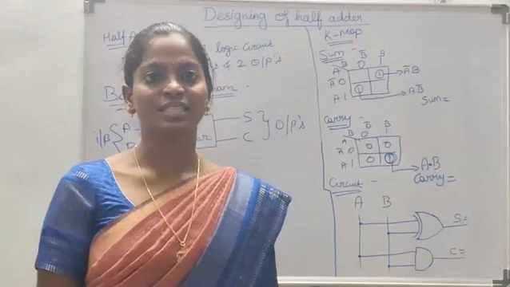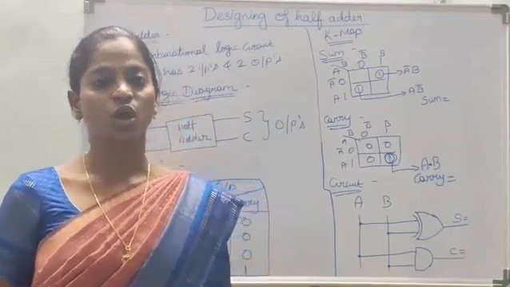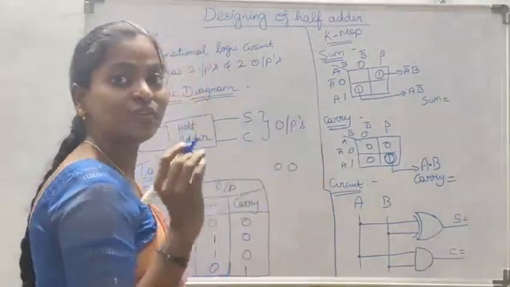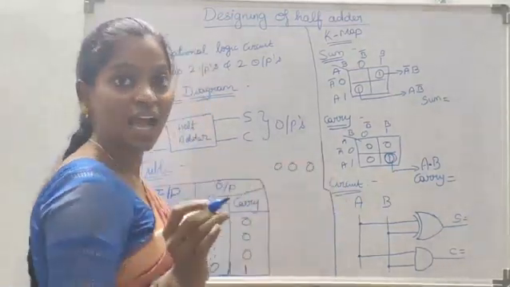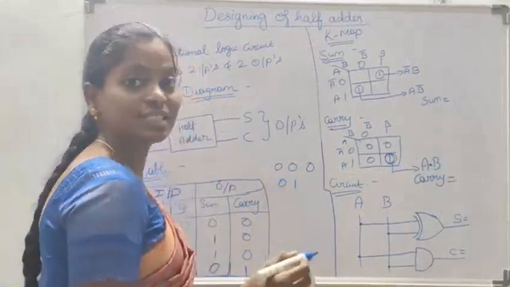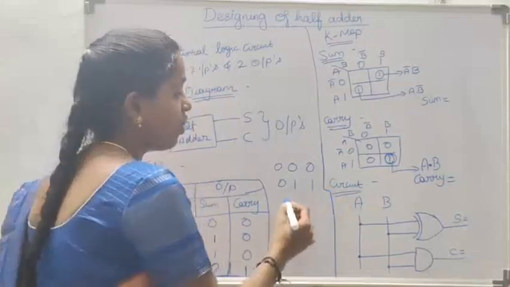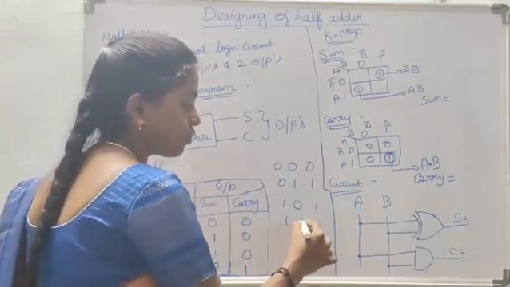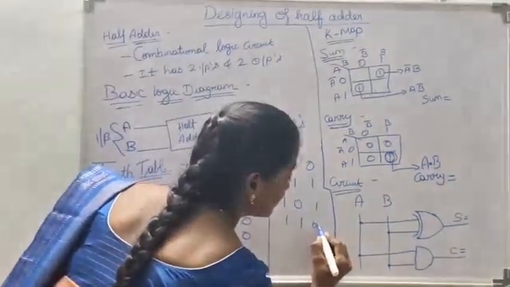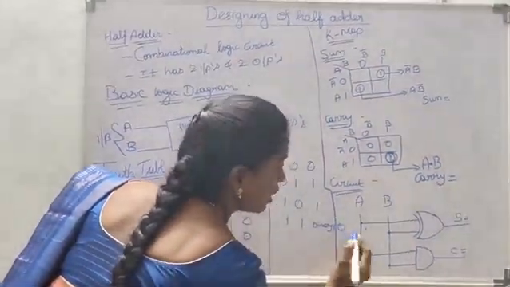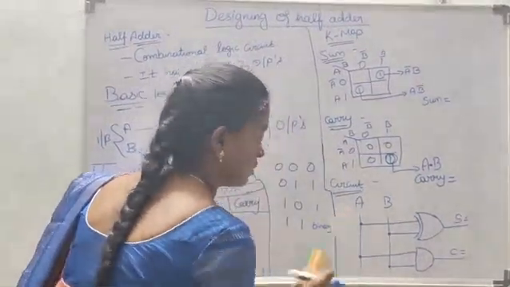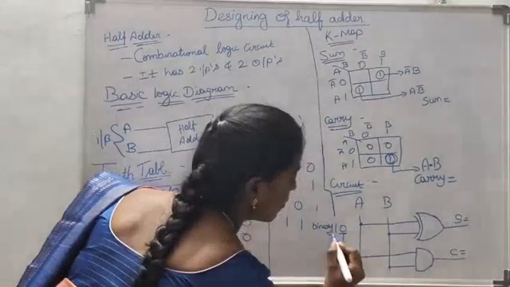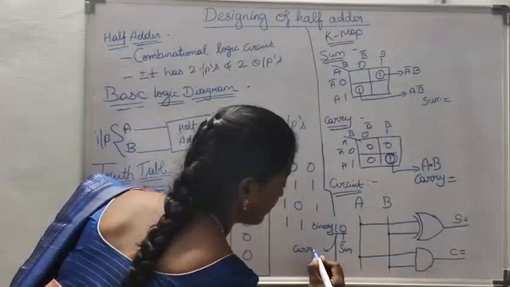Next, before designing the circuit, let us recall the basic rules of binary addition. When we add 0 and 0, the result is 0. When we add 0 and 1, the result is 1. When we add 1 and 0, the result is 1. When we add 1 and 1, the result is binary 10. Here 0 is taken as sum and 1 is taken as carry.